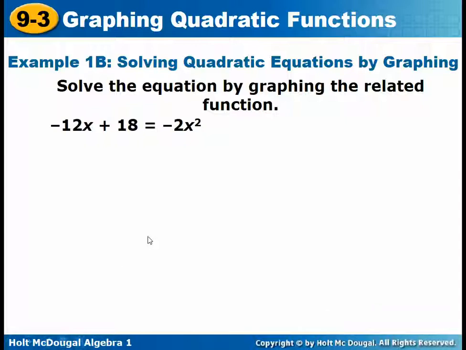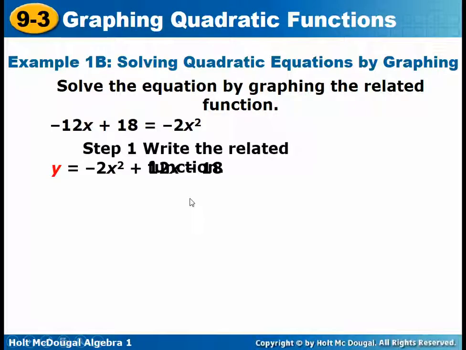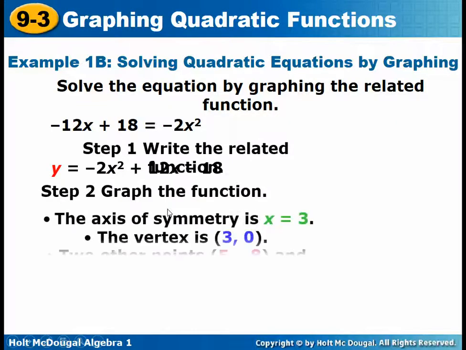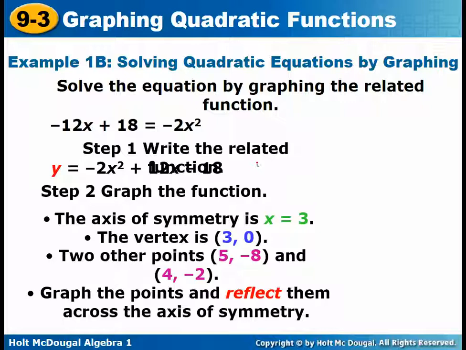All right, this is just another example. This one's all messed up to begin with. The first thing you would have to do is write that in standard form. So in standard form, we would want to get all of these on one side. Right now they're all over the place. So we can add 12x to both sides, and we can subtract 18 from both sides. So now we have y equals negative 2x squared plus 12x minus 18. That's what all of this says.